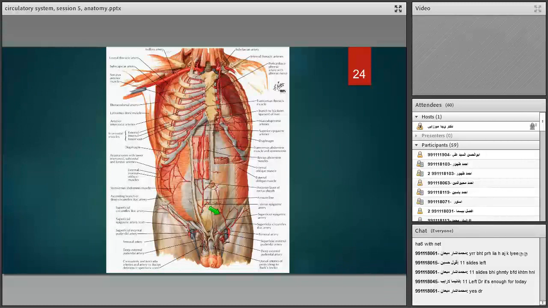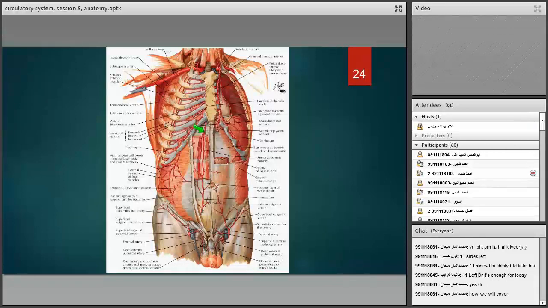We said that the other branch of the internal thoracic artery is the superior epigastric artery. Listen please, the superior epigastric artery is coming into the rectus sheath and supplying the blood for the anterior wall of the abdomen, and also anastomosing with the inferior epigastric artery on both sides of the body.